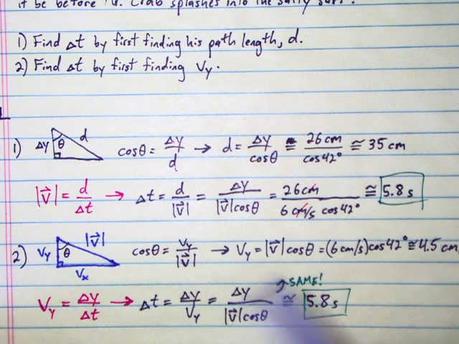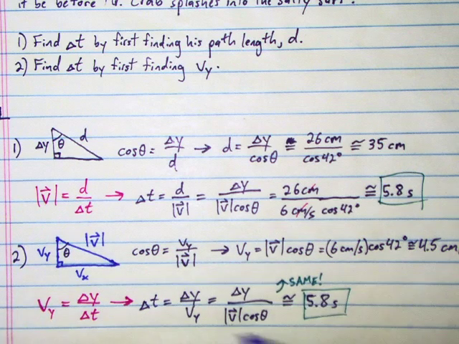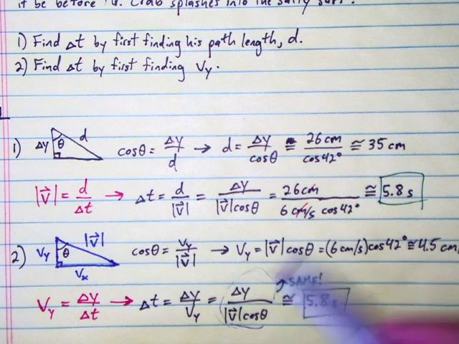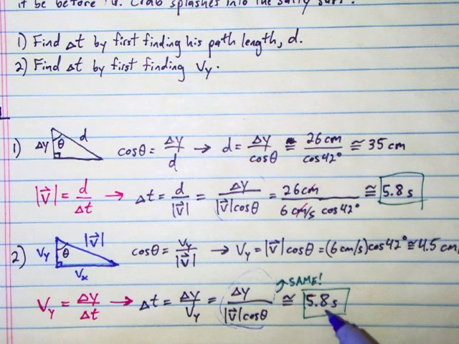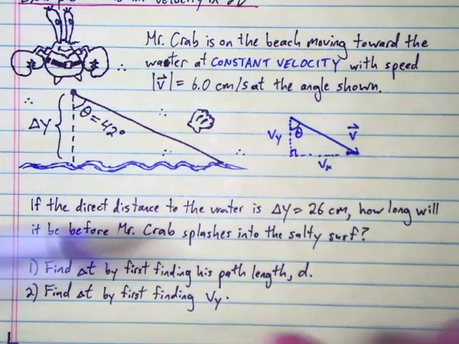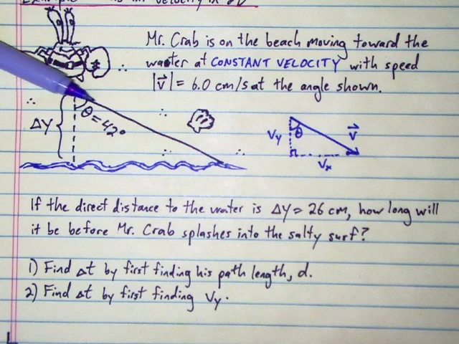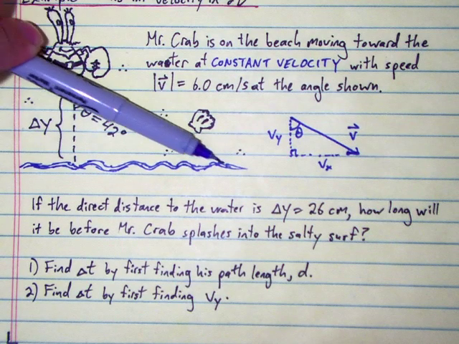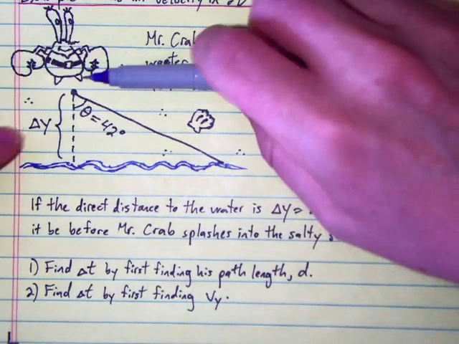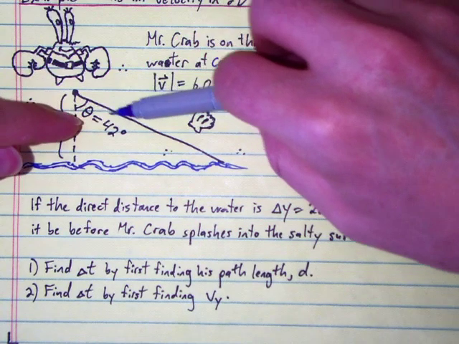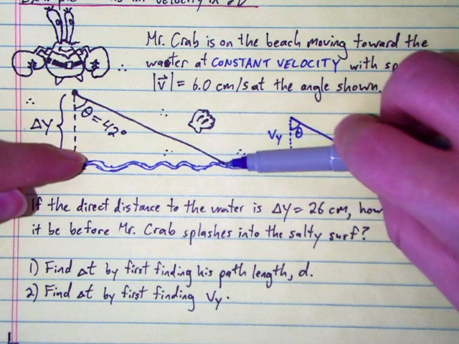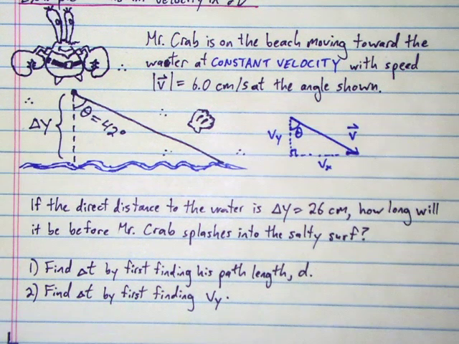But the rate of change of y-coordinate, we can substitute in this expression here to come up with this. And this expression, we notice, is exactly the same as what we came up with right here. So when we put the numbers in, we'll of course get the same result, 5.8 seconds. So to recap, we can look at how long it takes him to travel this distance here at 6 centimeters per second, or we can look at how long it takes him to travel this vertical distance of 26 centimeters at that 4.5 centimeters per second.